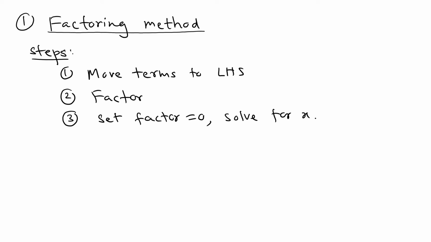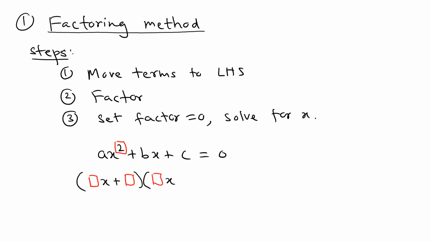Let's say we have an equation like this: ax squared plus bx plus c equals 0. This is a quadratic, so we're going to factor it into two brackets. The first bracket has a number times x plus another number, and we have another one like that. So this is equal to 0. That's what we're trying to do: factor into 2.